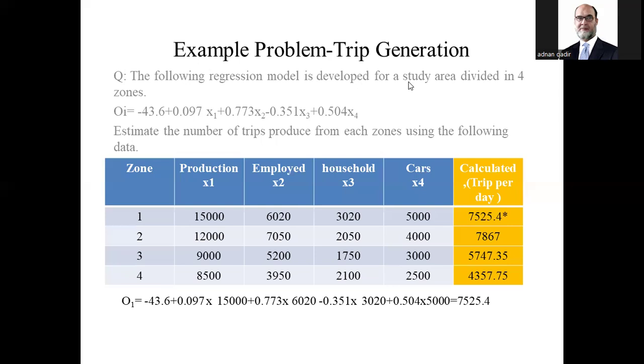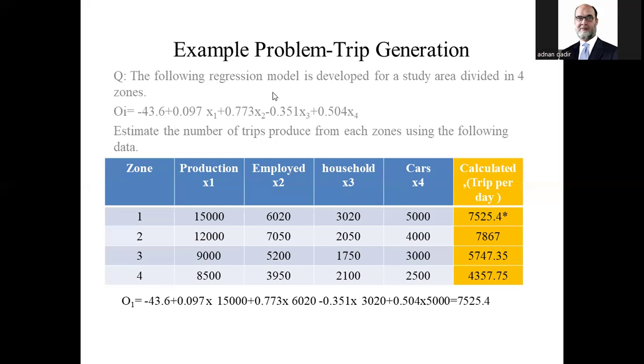This is a very simple problem of the model of trip generation. Model means an equation that has been derived through regression of collecting certain data. There are two problems that I'm going to solve. Let's see the first example.